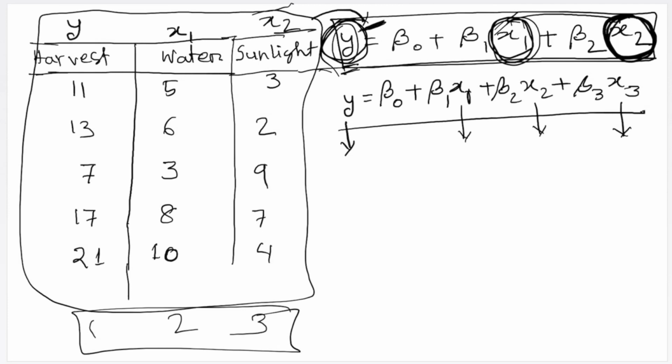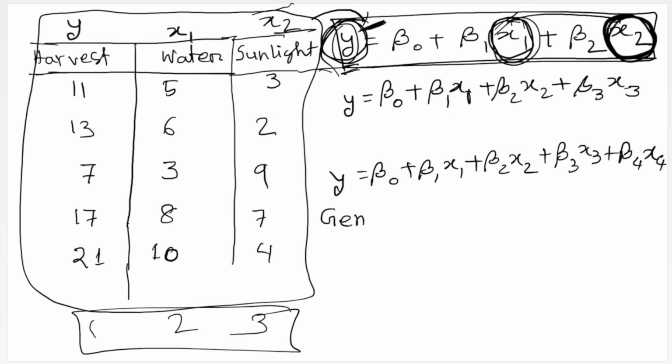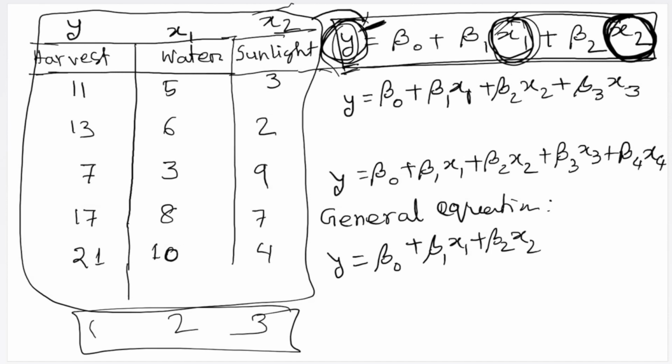For a 5-dimensional dataset where there is one dependent variable and 4 independent variables, the equation will look like y equals beta naught plus beta 1 x1 plus beta 2 x2 plus beta 3 x3 plus beta 4 x4. The general equation would be y equals beta naught plus beta 1 x1 plus beta 2 x2 plus dot dot dot plus beta n xn.